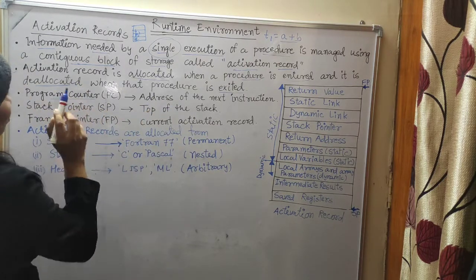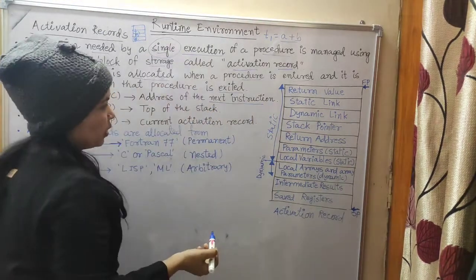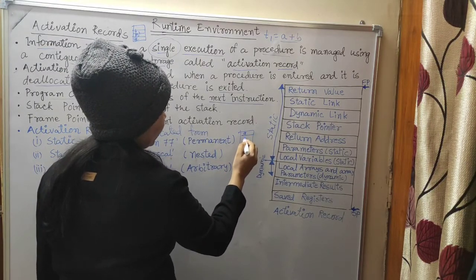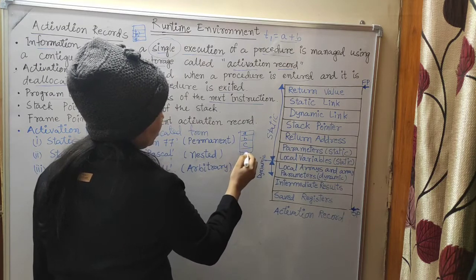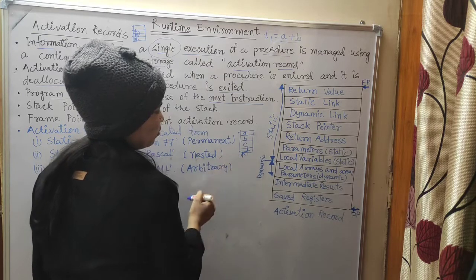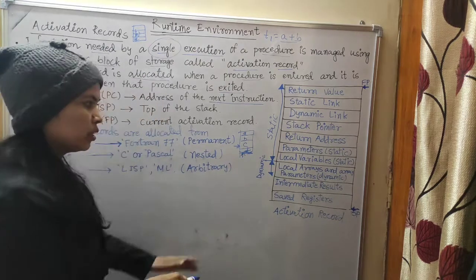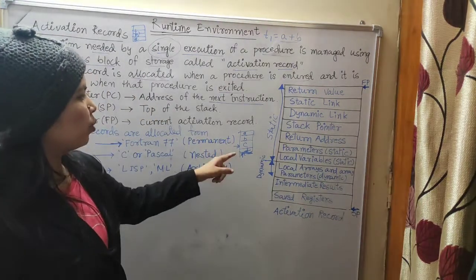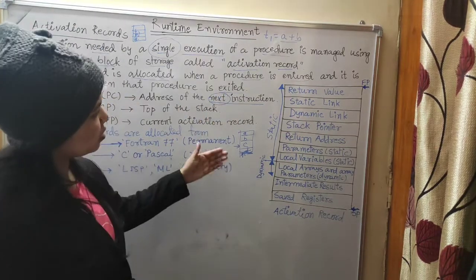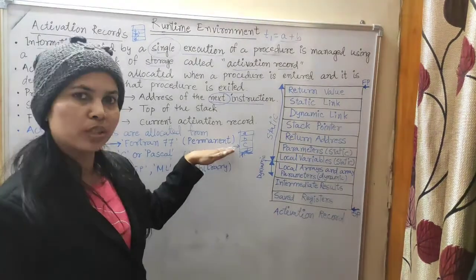Program counter: you know that the program counter has the address of the next instruction. Suppose A, B, C, D are given. Suppose on this stack D is first, and D is now running, then the program counter should be on C. That is why it holds the address of the next instruction, so the next instruction is ready for the program counter.